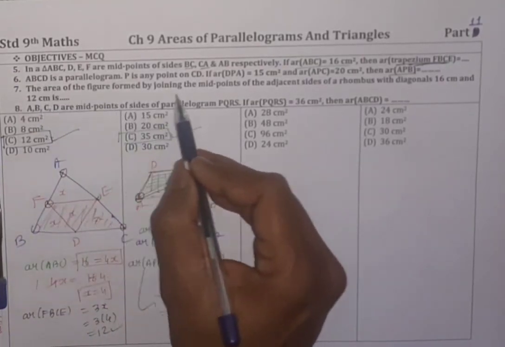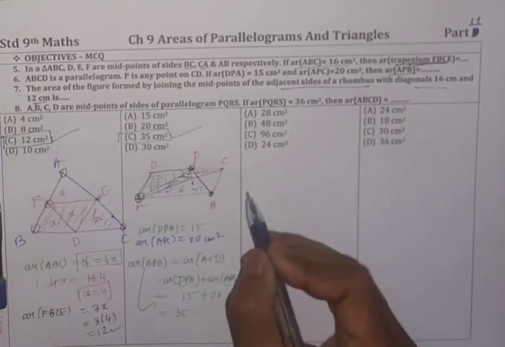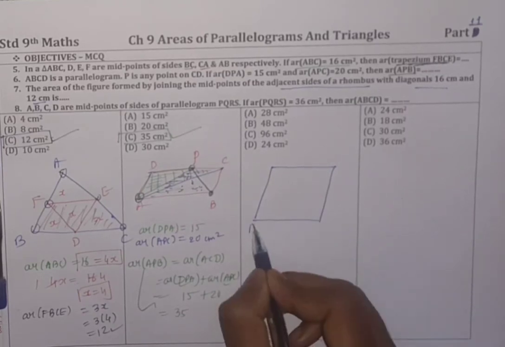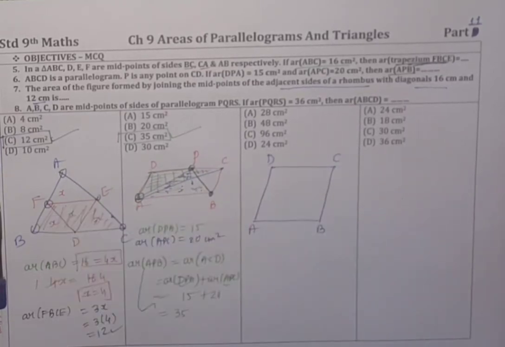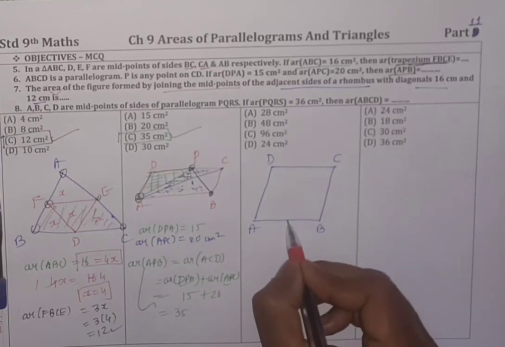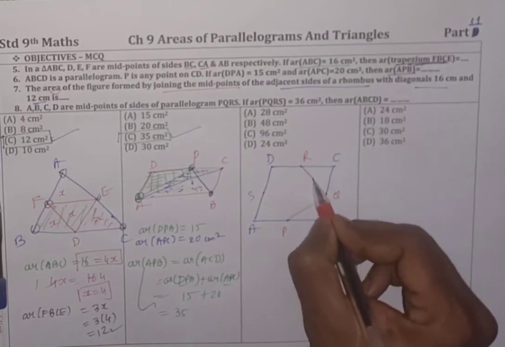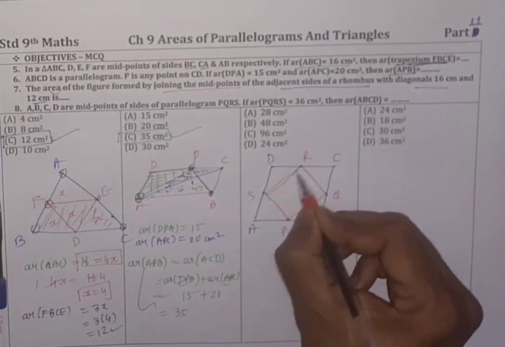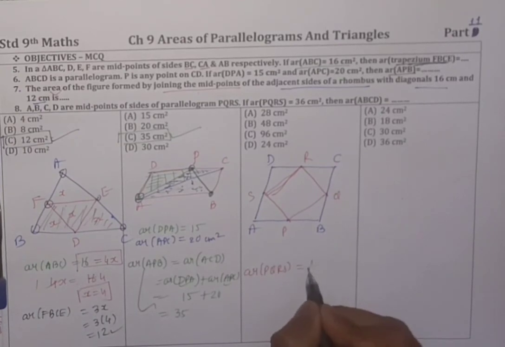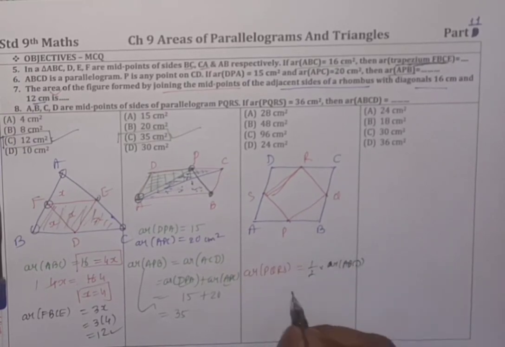The area of the figure formed by joining the midpoints of adjacent sides of a rhombus with diagonals 16 and 12. So you have a rhombus, children. So all sides are equal. Be careful. This is rhombus ABCD. Now, what is the area of the figure formed by joining the midpoints P, Q, R, S? Children, now this is a rectangle, the rectangle inside the rhombus. But you know, the area of the red one, PQRS, is half the area of ABCD. Correct, children?